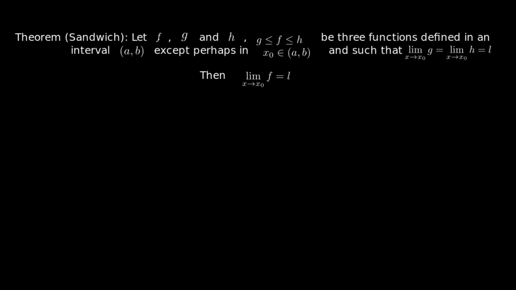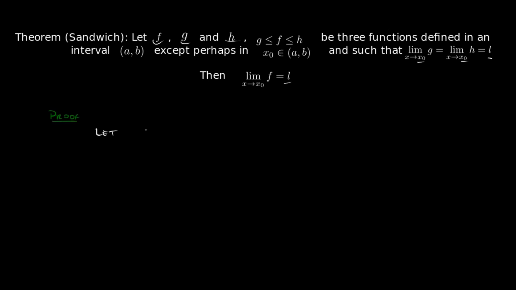The sandwich theorem is very similar to the one we had for sequences. We have three functions, f, g, and h, that satisfy this inequality. g and h have the same limit, L, in x0. And so the limit of f of x has to be L. Let's go ahead and do the proof.